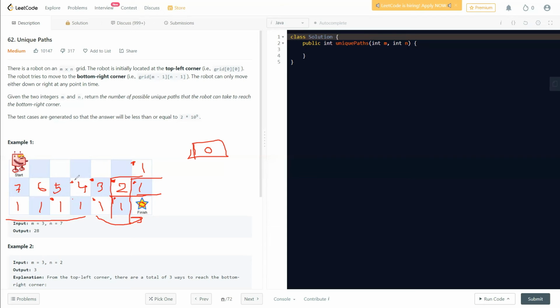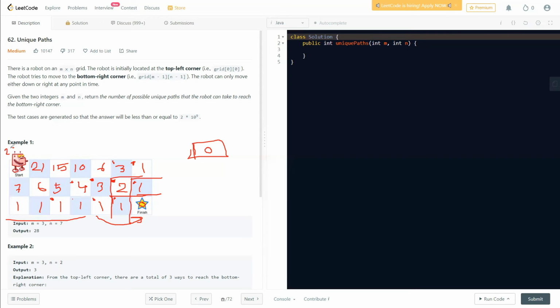Fine. Let's go further. We find that if you're at this position, we will similarly have three ways to reach the finish. If we take a down, there will be two ways. If we take a right, there will be one way. So 1 plus 2 is 3. Similarly, we just keep filling the boxes. There will be 6, there will be 10, there will be 15, and similarly, you can see 15 plus 6 will be 21, and ultimately 21 plus 7 will be 28.